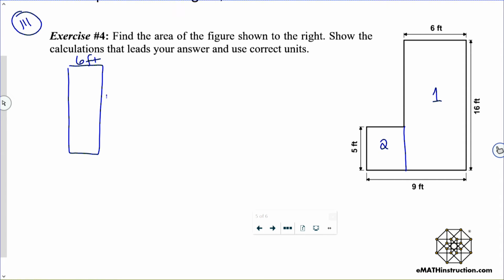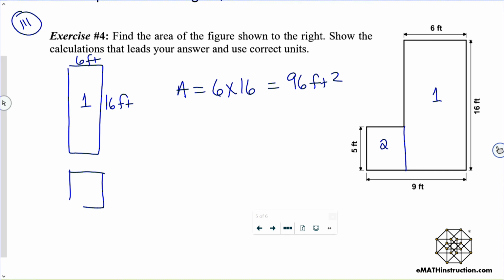That big rectangle, the very tall vertical one, which I drew really poorly here, would be 6 feet by 16 feet. All right, so that thing would have an area of 6 times 16, and that would be 96 square feet. And if you don't trust me, just do it on the side of your paper.